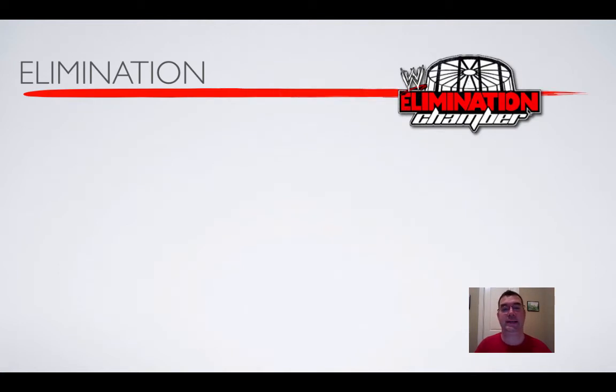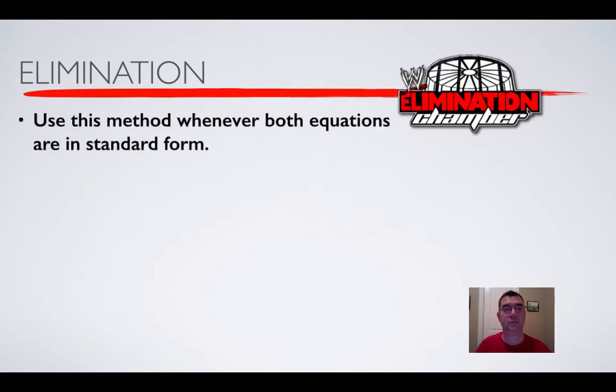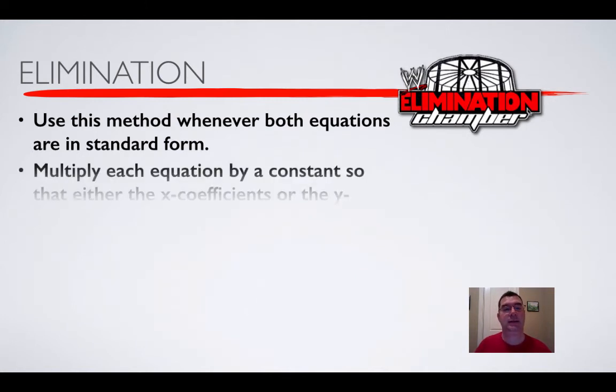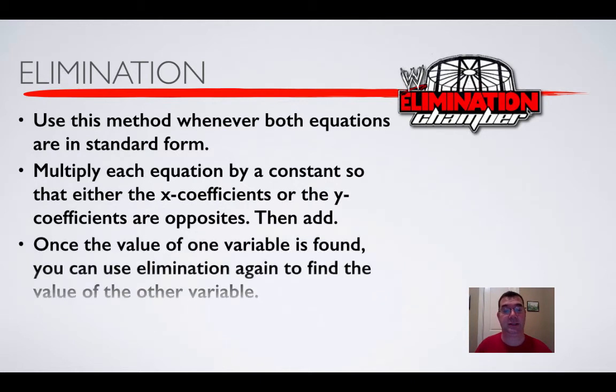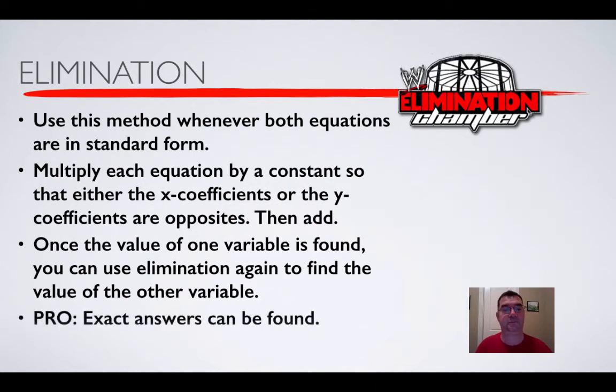The third is elimination. We're going to use this whenever both equations are in standard form: something x plus something y equals a constant. So what I'm going to do is multiply each equation by some constant so that either the x coefficients are the same or the y coefficients are the same, except for maybe the plus or minus. And then I'm going to add those equations together. And once one of the variables is found, I'm going to use elimination again to find the other variable.